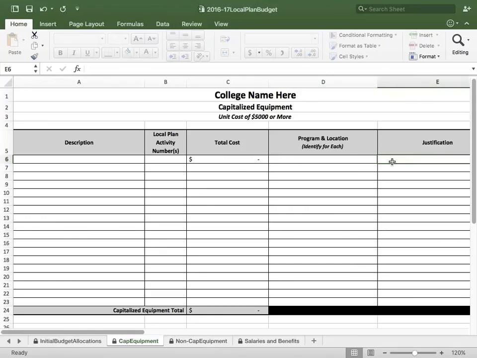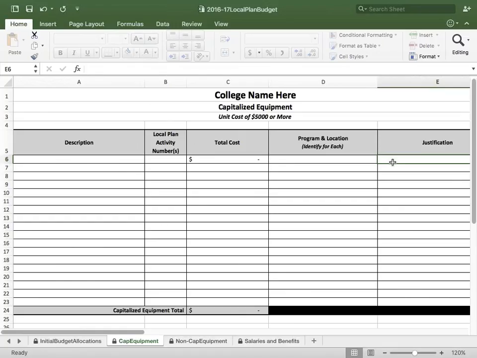And then over here we have a box for justification. It's really important to give us as much information about why this piece of equipment is necessary. One of the things we have to do is make sure that we don't get into supplanting issues. So if you're replacing equipment that you have already purchased with state funds, we can't do that.